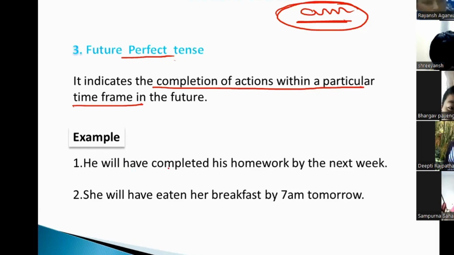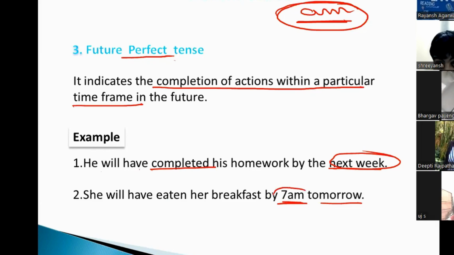Like, he will have completed his homework by next week. It means the action has not been completed yet. It's going to be completed in the future time, that is next week. So it represents the actions that are going to be completed in the future within the given time frame, like next week. She will have eaten her breakfast by 7 a.m. tomorrow. Again, it is representing the action that will be completed in the future in the given time frame, like 7 a.m. Yes?